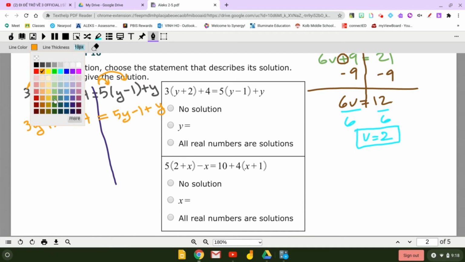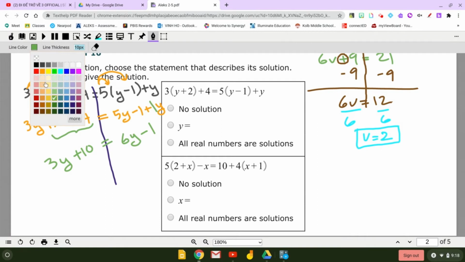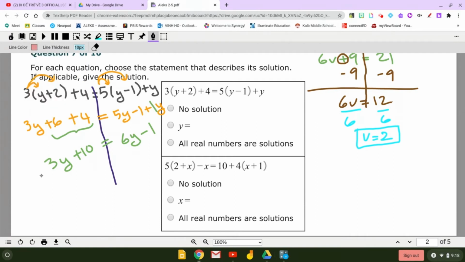Step 3, combining like terms. So who are like terms? We have 6 and 4 that we can add together. That gives you 10, right? And bring down the 3y, equals, over here we have 5y plus 1y, which is 6y minus 5. Then we need the variable on the same side. So 3y is positive 3y. I'm going to subtract 3y on both sides. That will give me 10 equals 3y minus 5, because 6y minus 3y is 3y.